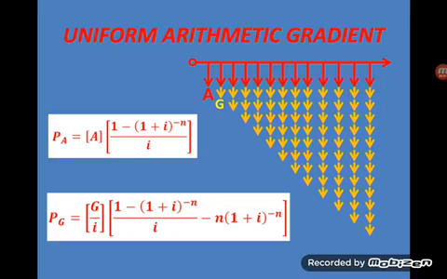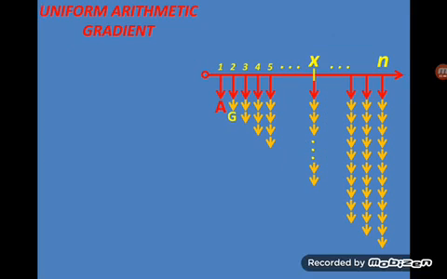So to calculate the present worth of all of this cash flow for the uniform arithmetic gradient, first we need to calculate the present worth of the annuity and the present worth of the gradients and add them together. Then we get the present worth of the uniform arithmetic gradient. The formulas are a bit complicated, but we can simplify that here.